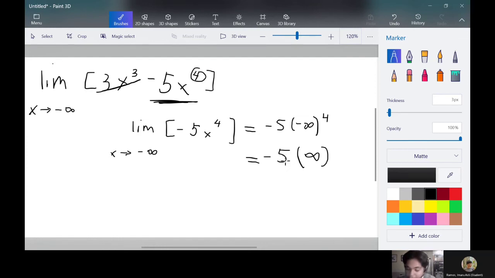For the next step, we're going to multiply negative 5 by infinity. So negative 5 multiplied by infinity is simply negative infinity. And negative infinity is our final answer.